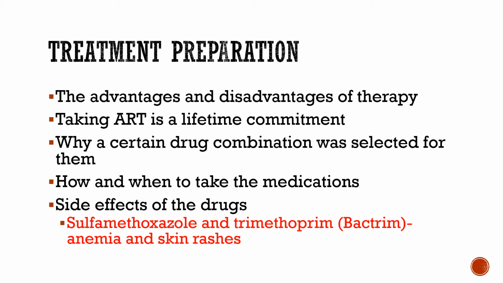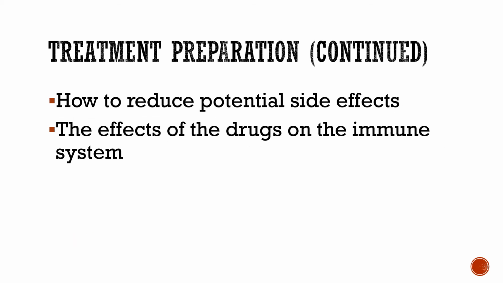Then they need to be taught how and when to take their medications, and also the side effects of some of the drugs. So if they are taking Bactrim, for instance, one of the side effects is anemia and a skin rash, and they need to know this. They also need to know how to reduce any other side effects, and they need to know the effects of the drugs on their immune system.